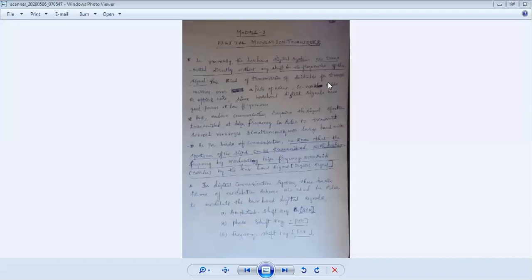frequencies. Okay, right. The digital modulation techniques have three types. Number one is amplitude shift key, ASK. Second is phase shift key, PSK. Third is frequency shift key, FSK.